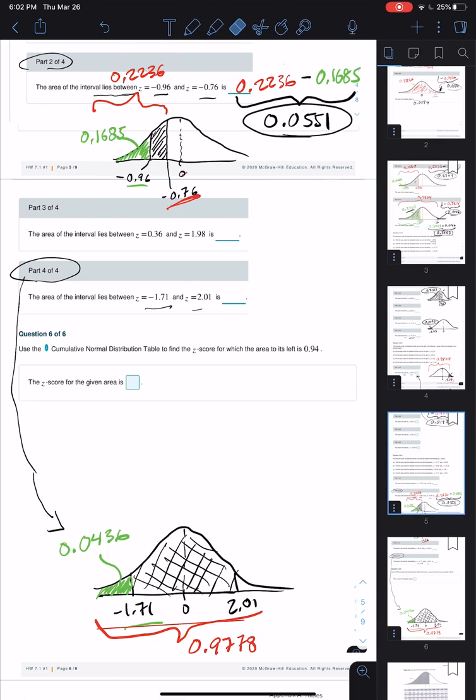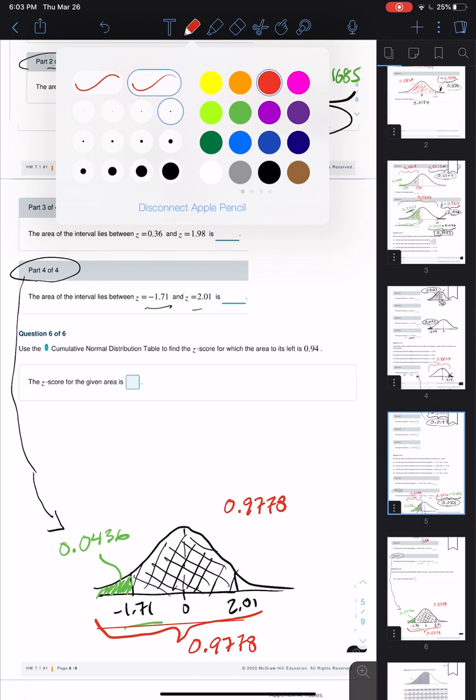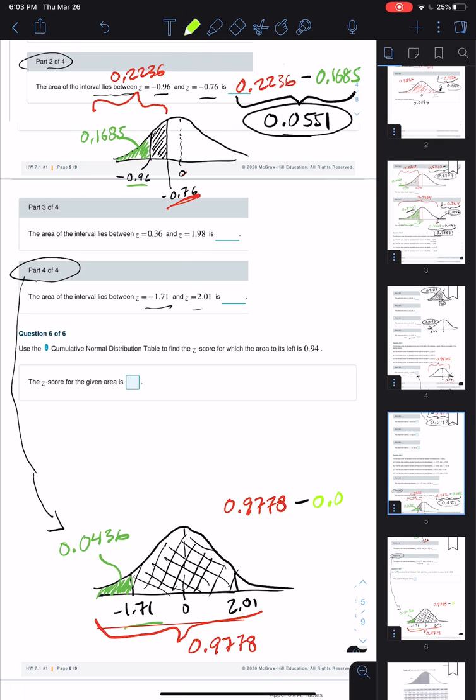So now, if we want the shaded region, we're going to have to take the larger area, which is the 0.9778, and subtract it from the smaller green area, which happens to be 0.0436, and that's going to result, when we subtract the two, in an answer of 0.9342, which is that guy, right? And that's about 93% of the data, so that is a good chunk of the data, right?